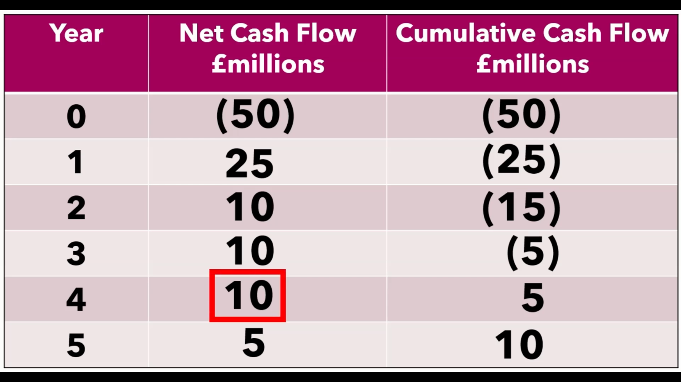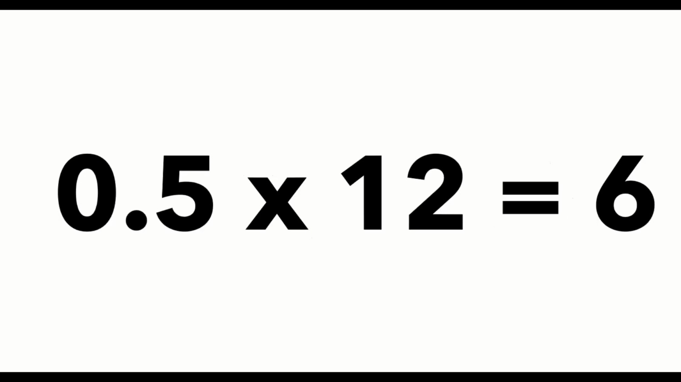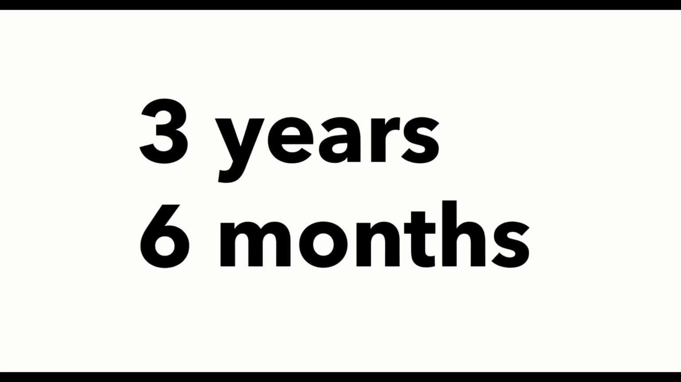So we take the 5 and divide it by the 10, which gives us a value of 0.5, and then we multiply this by 12. Why 12? Well, this is the number of months in a year. If you are asked about the number of weeks, then change this to 52, or 365 for the number of days. By doing this, we can work out that the investment is repaid after exactly 3 years and 6 months.